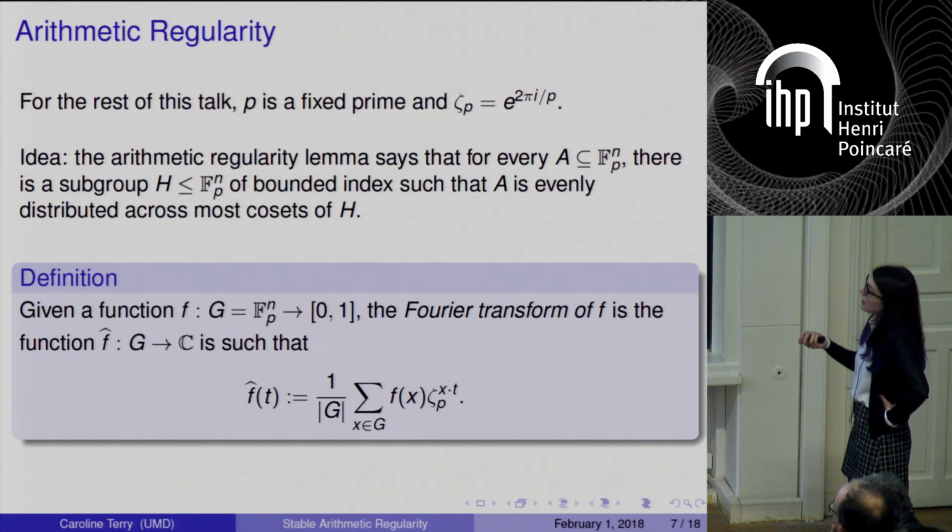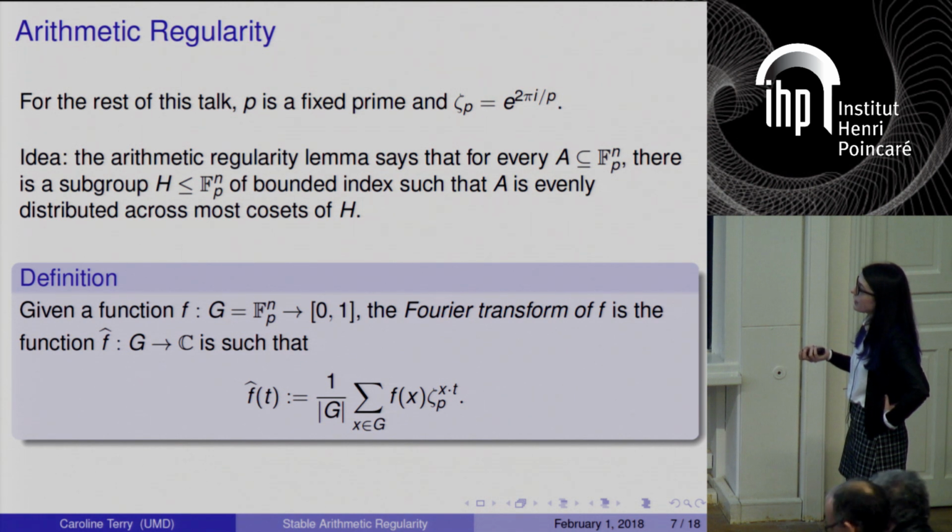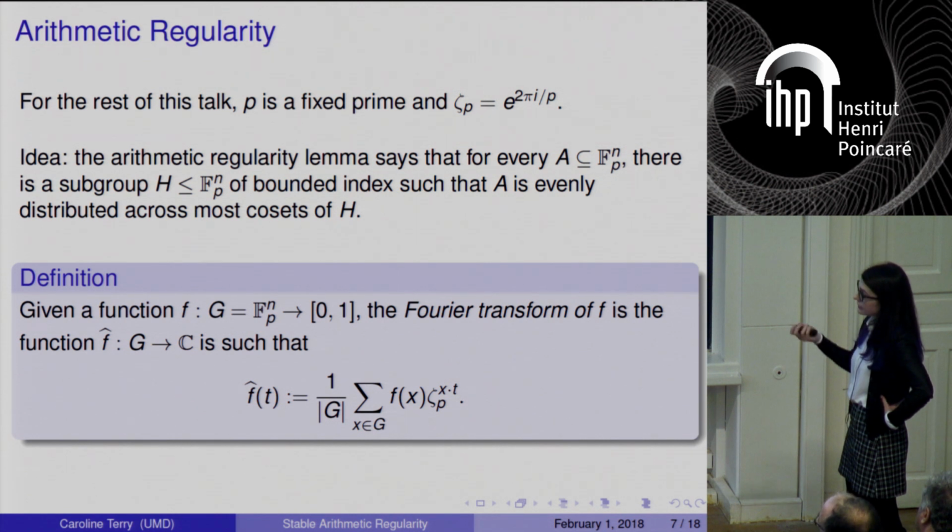So given a function f from the group G, which from now on is F_p^n, into {0, 1}, the Fourier transform of f is another function f hat from the group G into the complex numbers, satisfying this equation. So on an input t, f hat outputs this sum over the elements x in G of the terms f(x) times this pth root of unity raised to x dot t.